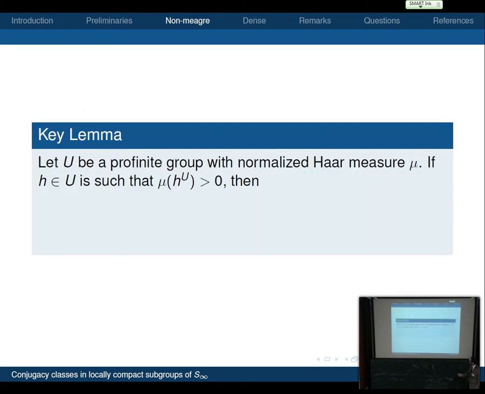And that's the following key lemma. Let U be a profinite group, and let's consider the Haar measure to be normalized. So when you're a compact group, your Haar measure is finite. And suppose we have some element H with a non-null conjugacy class. Then for all open normal subgroups N, the size of the centralizer in the quotient, this quotient is finite because N is open, is bounded by 1 over the measure of the conjugacy class.